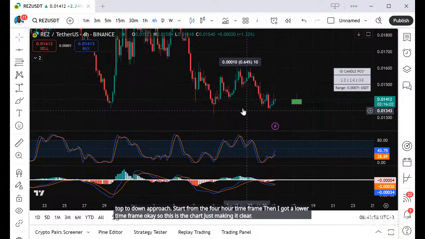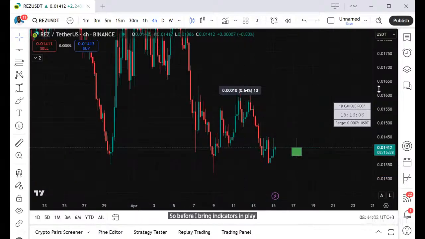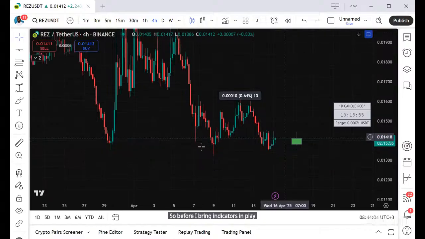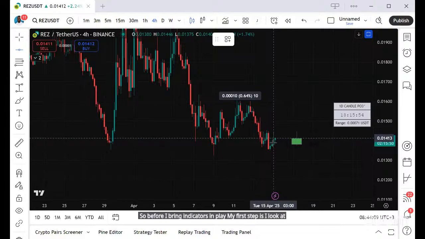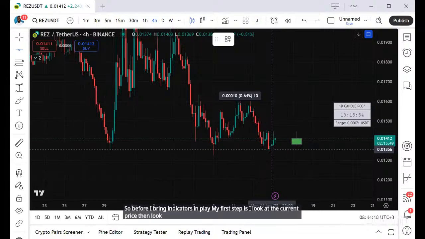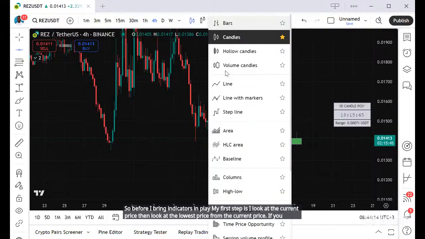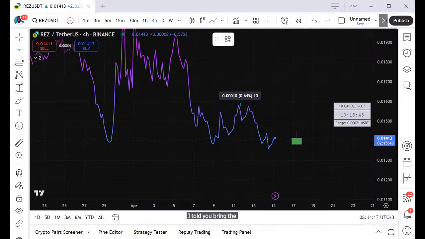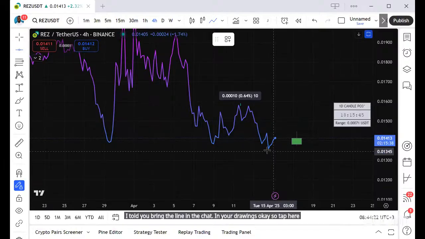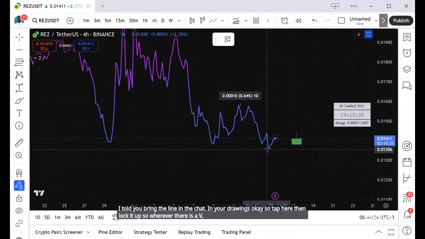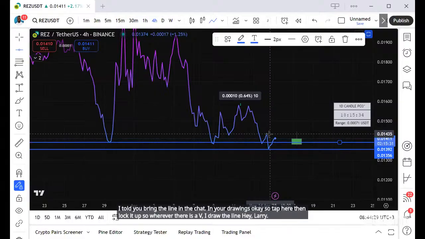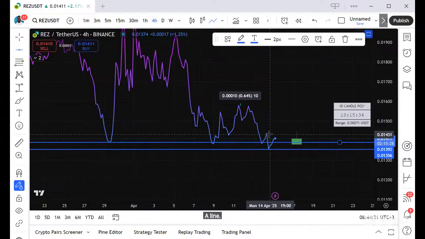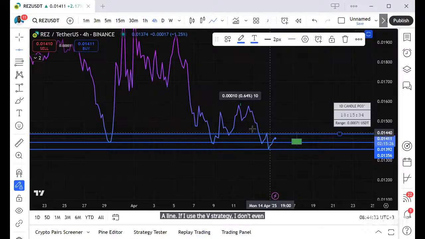So before I bring indicators in play, my first step is I look at the current price, then look at the lowest price from the current price. If you don't know how to draw, I told you to bring the line into the chart in your drawings. Okay, so I'll tap here, then lock it up. So wherever there is a V, I draw the line. If I use the V strategy, I don't even need to think so much.